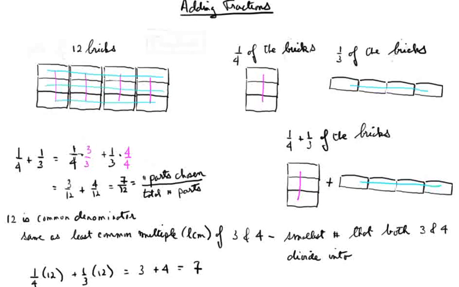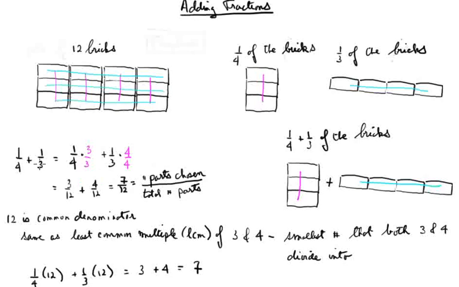So I can multiply 1 over 4 times 3 over 3. 3 over 3 is just a form of 1. So 1 over 4 becomes 3 over 12. Similarly, I could take 1 over 3 and multiply it by 4 over 4 to get the common denominator of 12. 1 over 3 becomes 4 over 12. And now that the denominators are the same, we could simply add the numerators together, 7 over 12.